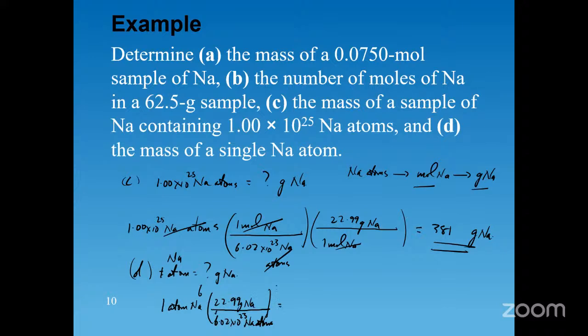That's exactly it. So let's see, this will cancel with this. So you'll be left with grams of sodium, which would be equal to the mass in 1 atom. So that's 22.99 divided by 6.02 times 10 to the 23. So according to my calculation, the answer becomes 3.82 times 10 to the minus 23 grams, right? That's it. Okay? Any questions?